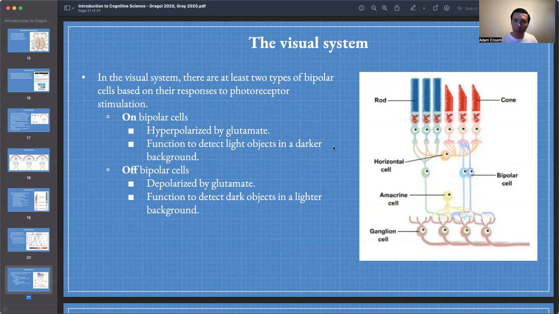to photoreceptor stimulation. On bipolar cells are hyperpolarized by glutamate. So depolarized is like turning off, hyperpolarized is like turning it on, like super on. So on bipolar cells are hyperpolarized by glutamate. Remember that glutamate is excitatory, and it functions to detect light objects in a darker background. We also have off bipolar cells, which are depolarized by glutamate, and they function to detect dark objects in a lighter background.